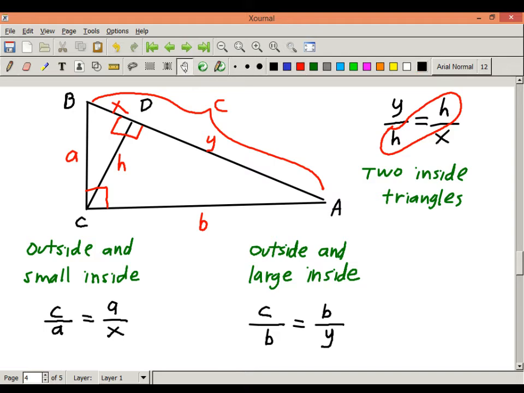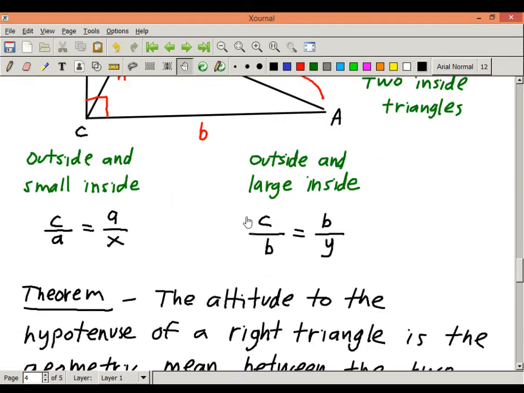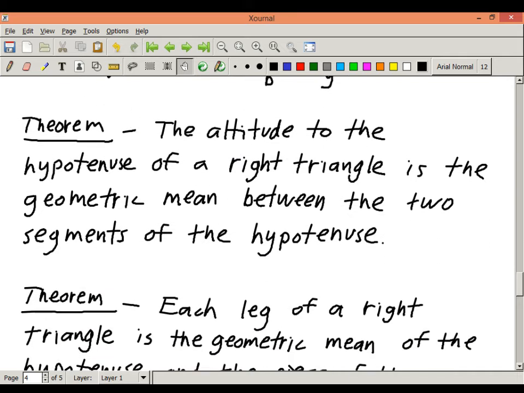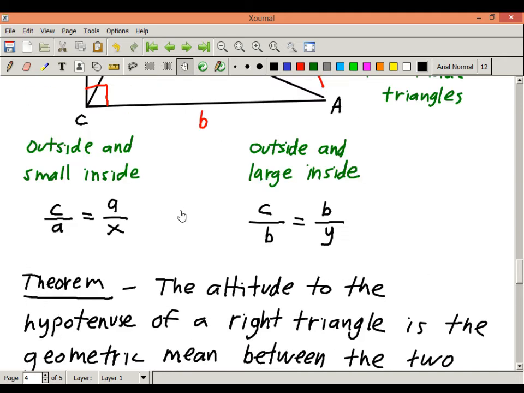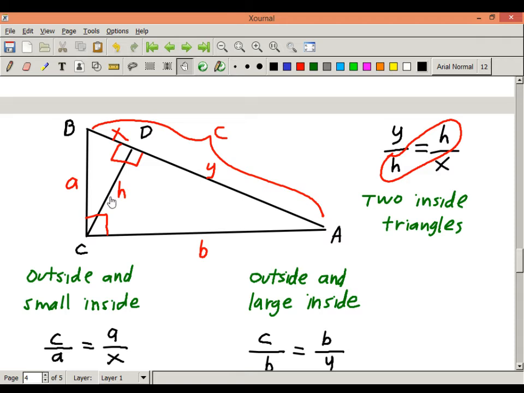I'm going to scroll down and read to you here. The altitude to the hypotenuse of a right triangle is the geometric mean between the two segments of the hypotenuse. So again, looking at this altitude, h is the geometric mean between these two pieces of the hypotenuse that altitude was drawn to, so x and y. So h is the geometric mean between x and y there. We're going to use that to solve problems here.